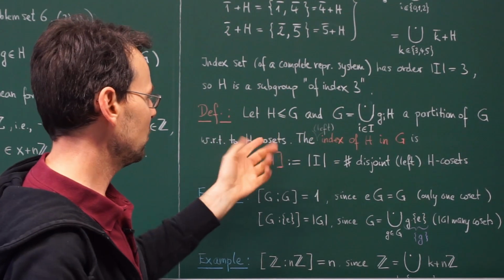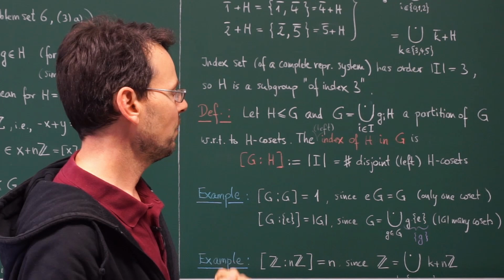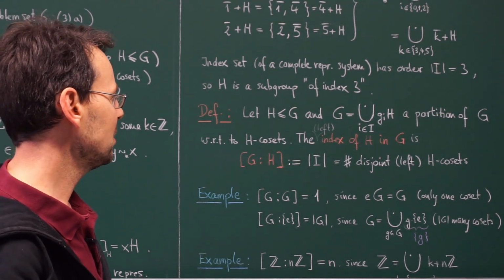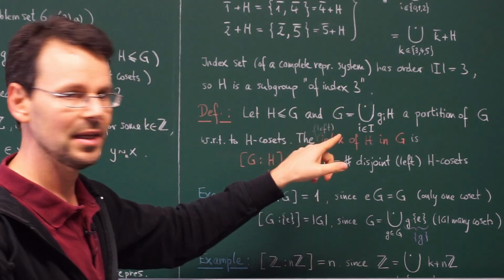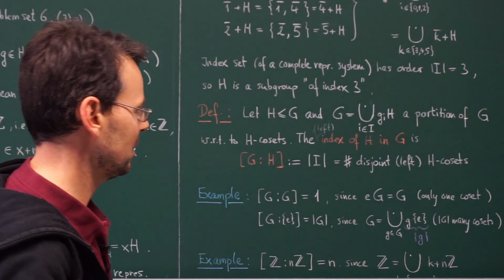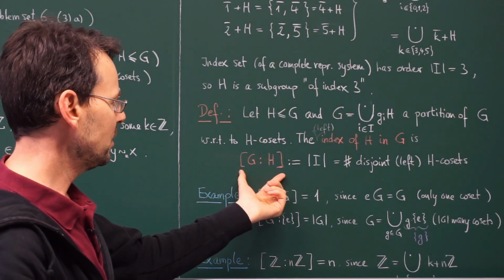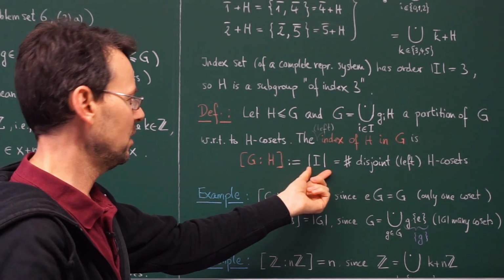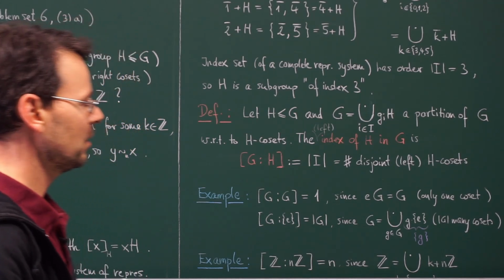And let's define this for a general group. If H is a subgroup and G can be written disjointly as the union of these left cosets, capital I being a complete index set of a complete representative system, then the index of this subgroup in G, more precisely the left index, but we always talk about left cosets, and on this problem set you will show that left and right index are the same, written like that, G colon H in these brackets here. This is called the index of H in G, and by definition this is the order or the cardinality of this index set, which corresponds exactly to the number of disjoint left H cosets.